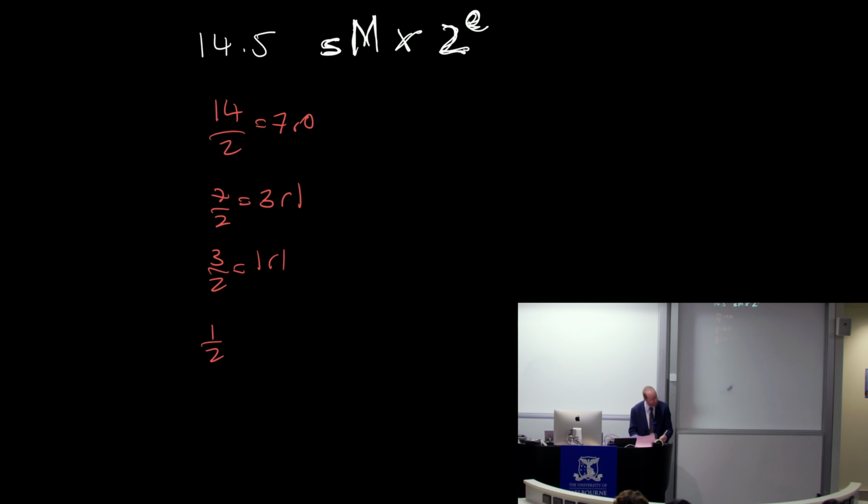And 1 divided by 2? It's 0, remainder 1. So then we can read off our digits: 1, 1, 1, 0. So let's write that down. 1, 1, 1, 0. Okay, so that's our first step, to write the whole part.